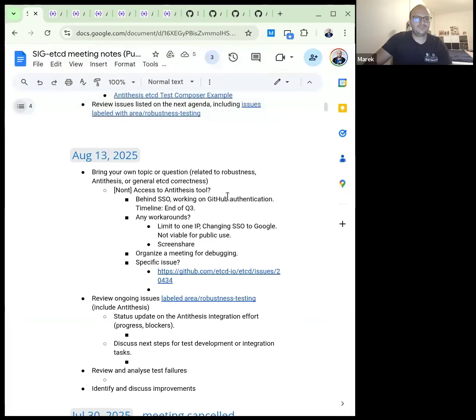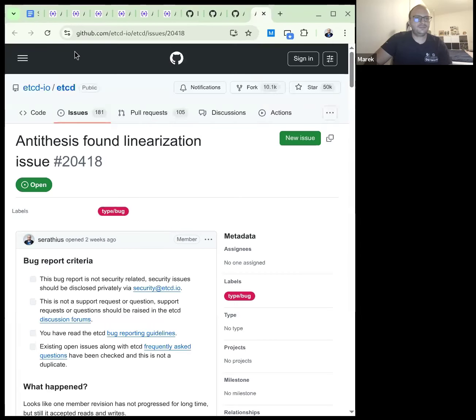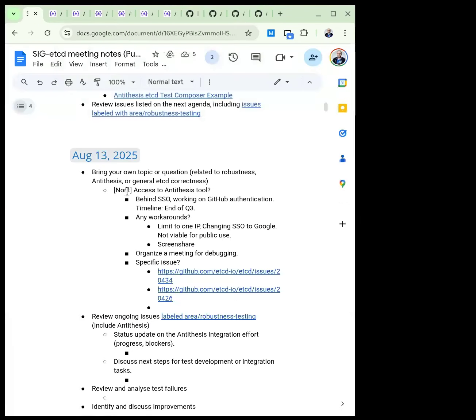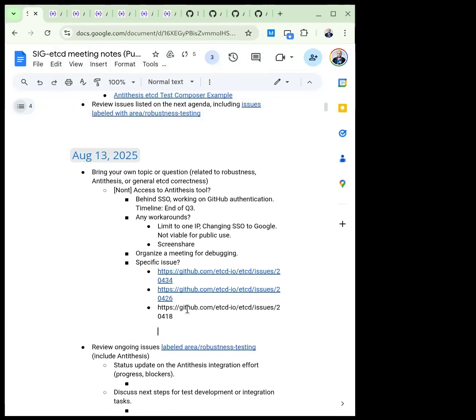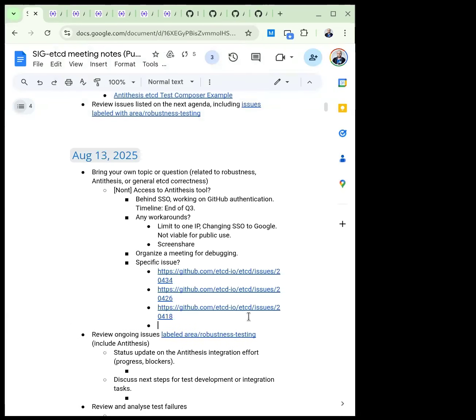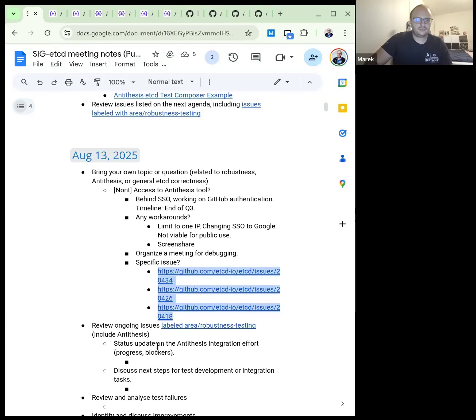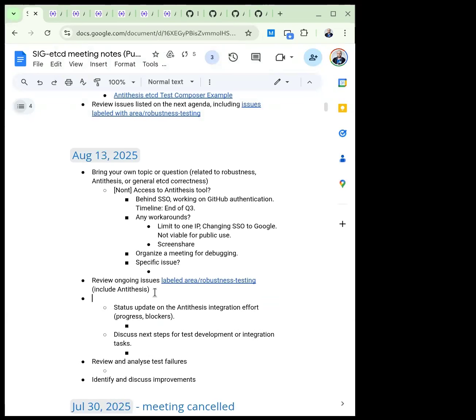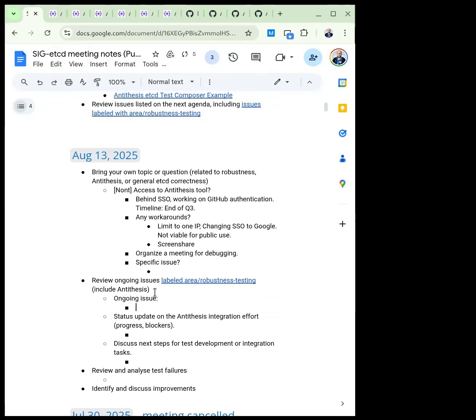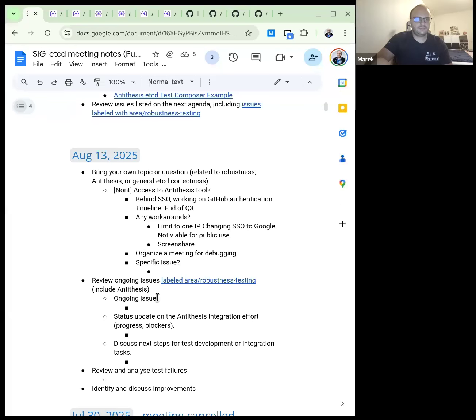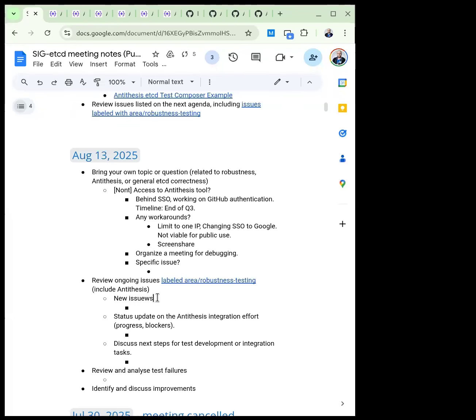If we are having a screen share session, maybe we can do it next time we have the robustness meeting. But in the meantime, having a once a week meeting specifically to look at some of the issues that have been produced by antithesis, I think that's probably going to be a good idea. I see. Yeah, sounds good to me.